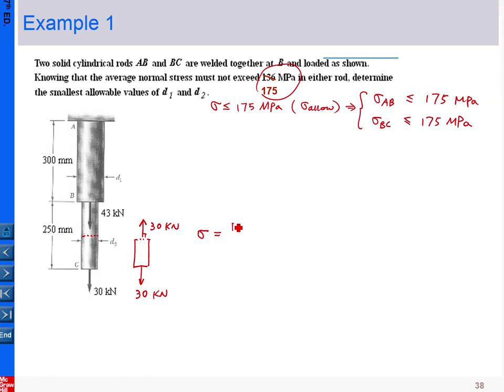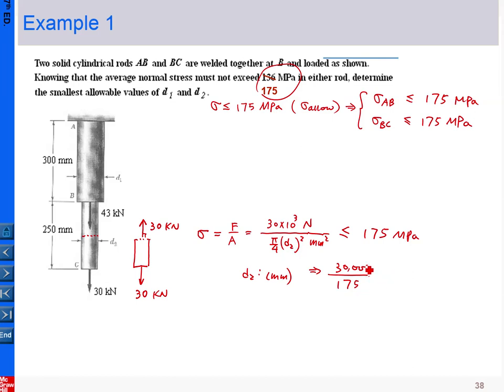That is the magnitude of force divided by area. The force equals 30 times 1,000 Newtons, divided by the area, which is pi over 4 D2 squared. Let me take D2 in terms of millimeters, so that is millimeter squared. This must be less than or equal to 175 MPa. So under these situations, that is 30,000 divided by 175, and basically this is the unit MPa. That means the unit can be cancelled out from both sides.